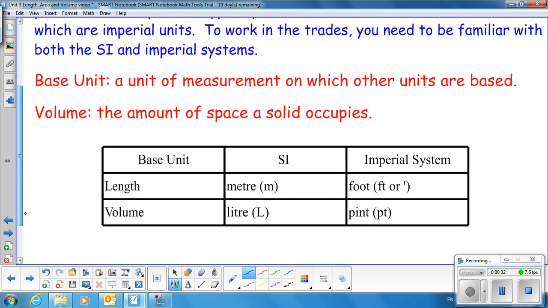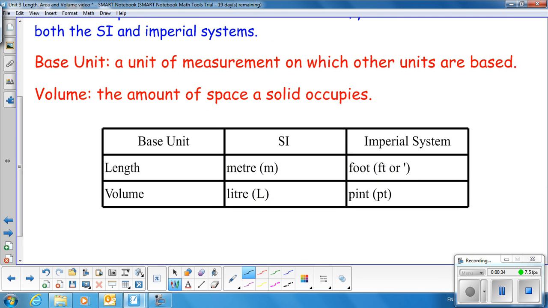A base unit is a unit of measurement on which other units are based. Volume is the amount of space a solid occupies. So we can look at the base unit for length, which would be the meter in the SI or metric system, and in the imperial system it would be the foot or the inch. The base unit for volume in the SI would be the liter, and in the imperial system would be the pint.